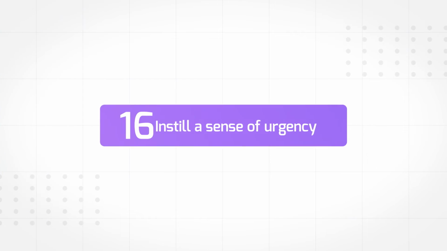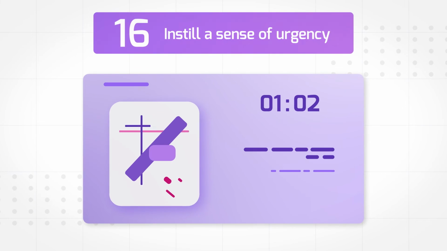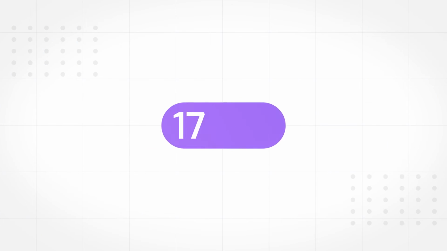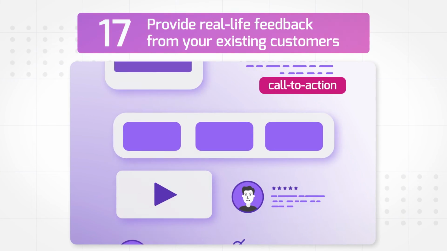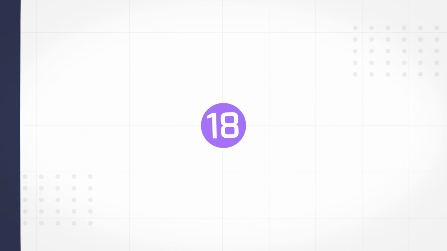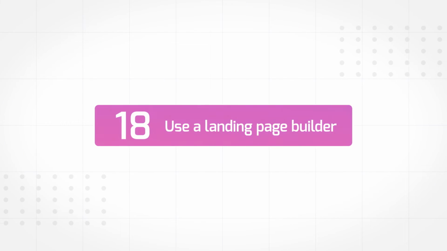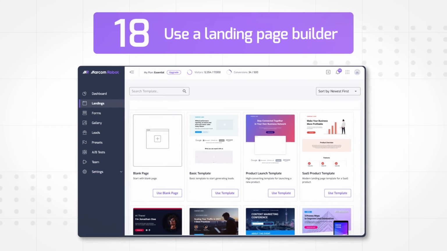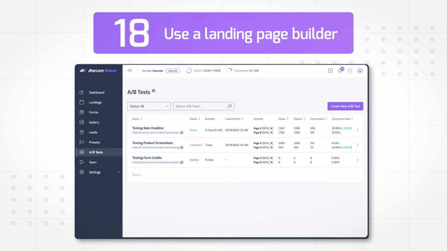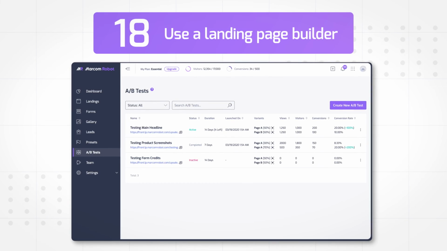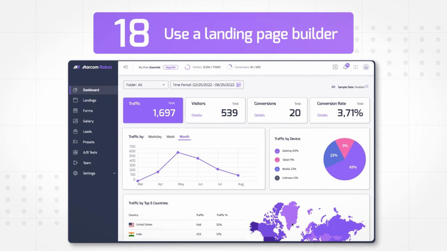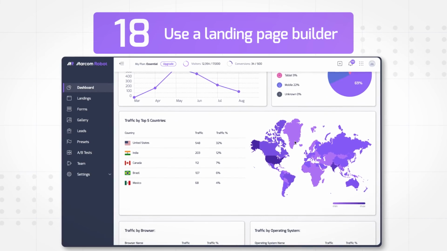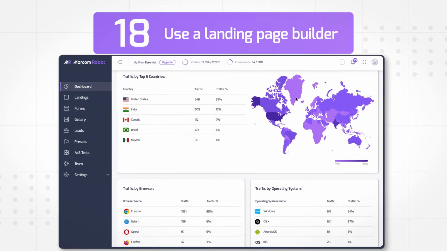Number 16. Instill a sense of urgency. Consider using countdown timers to create a sense of urgency and fear of missing out. Number 17. Provide real-life feedback from your existing customers. Number 18. Use a landing page builder. With a landing page builder, you can create landing pages from high-converting templates, launch landing page A/B tests, and quickly identify winning patterns. Gain visibility into landing page performance with powerful analytics. Align calls to action on your ads with landing page headlines using dynamic text replacement, and much more.